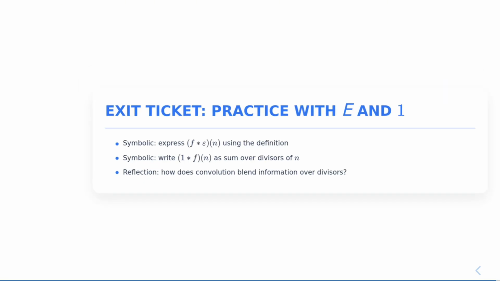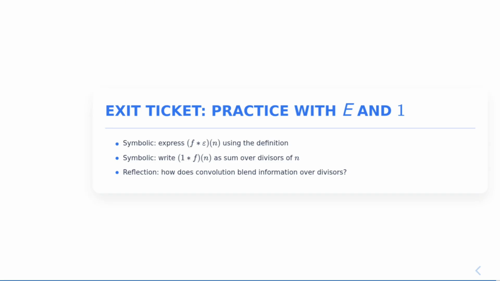Before we finish, try the exit ticket. First, use the definition of convolution to write the convolution of f with epsilon at n as an explicit sum. Remember that epsilon is 0 except at 1, so almost all the terms vanish. Second, express the convolution of 1 with f at n in terms of the values of f at the divisors of n.